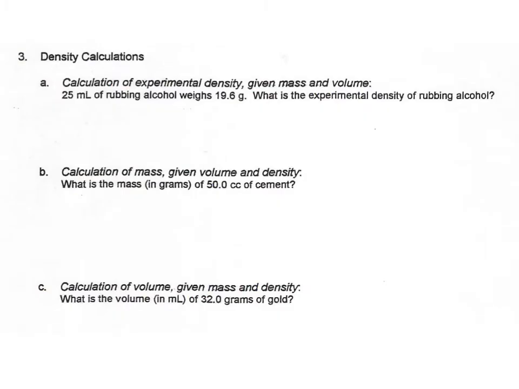In this class, when we do density calculations, there are essentially 3 types. The first one is to find the density. The second one is to find the mass of a substance. And finally, we can find the volume of a substance. When we do these, we are always given the other 2 pieces of information. So when we're looking for the density, we'll be given the mass and the volume. When we're finding the mass, we'll be given the volume and the density, and when we're finding the volume, we'll be given the mass and the density of the substance.